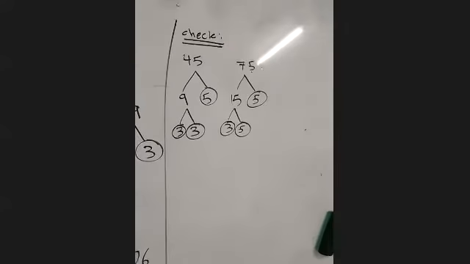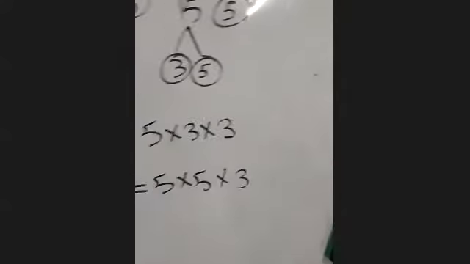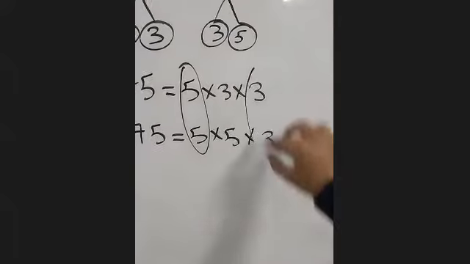Now let's find the GCF. 45 equal what? 45 equal 5 multiply 3 multiply 3. How about the 75? 75 is 5 multiply 5 multiply 3. What are the common here? We have 2 5s and 2 3s, right? Yeah, 5 and 3.